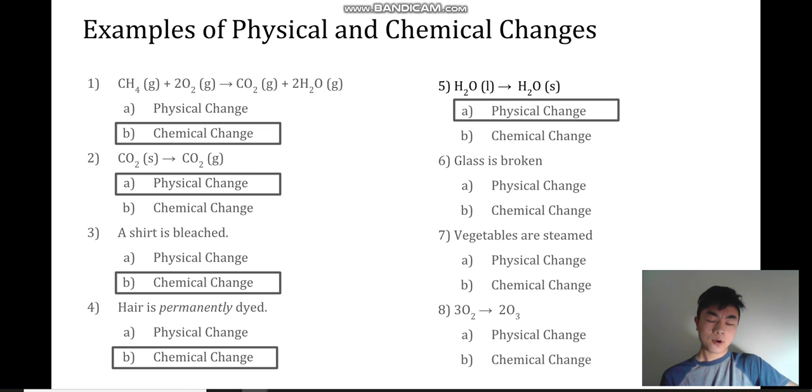Not permanent hair color. No odors or permanent colors were prevalent in the process of it being a physical change, right?